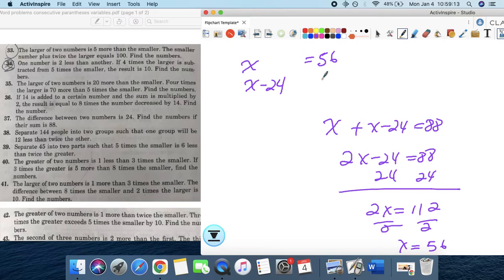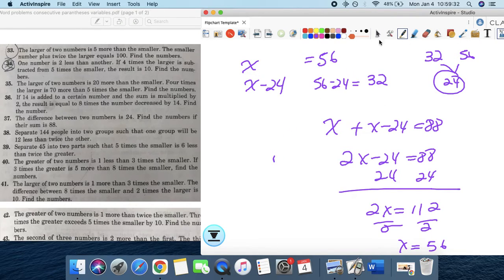So if x equals 56, the other one is going to be 56 minus 24, which is 32. So if one number is 32 and the other was 56, is the difference between them 24? Yes, it is.